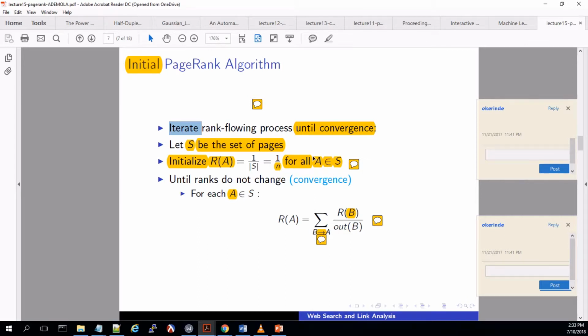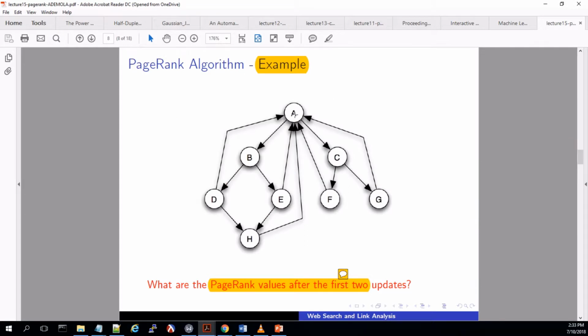So in this case, we are going to initialize each of these to what? The rank of A initially will be 1 over 8, the rank of B is 1 over 8, rank of D is 1 over 8, rank of E is 1 over 8, and so on and so forth. We get it. So there's no partiality initially. We give them all the same ranking.